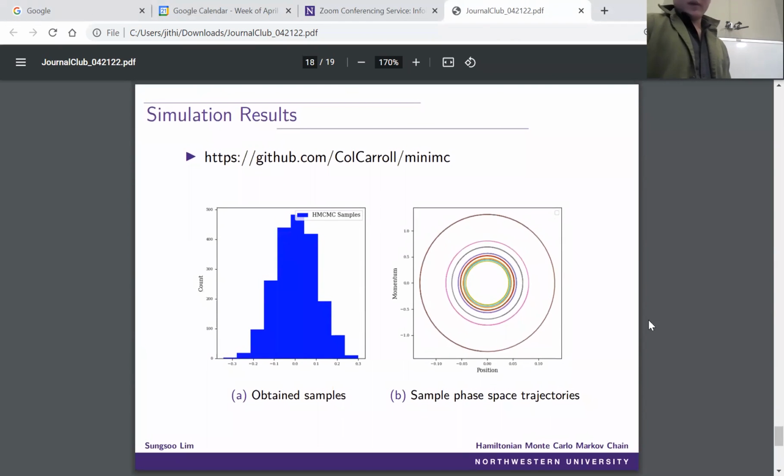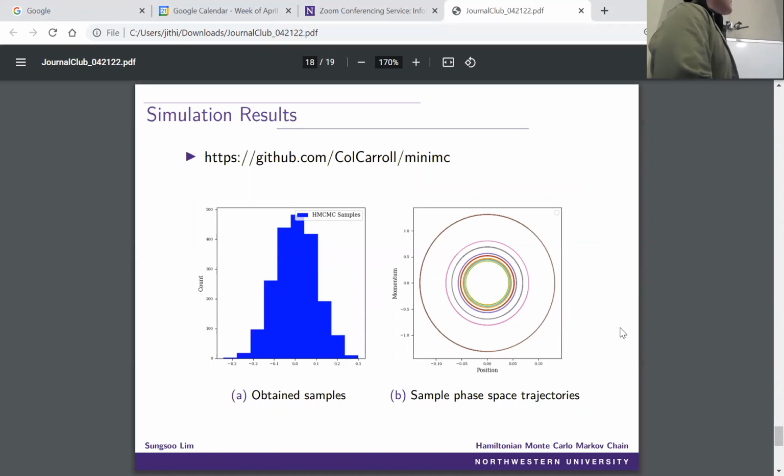So this GitHub has the Hamiltonian Monte Carlo Markov chain implementation that's readily scalable to multi-dimensional cases. And these are some of the results from that algorithm.